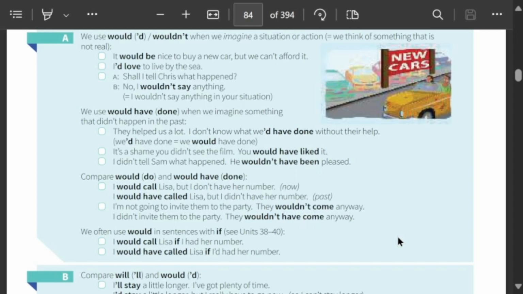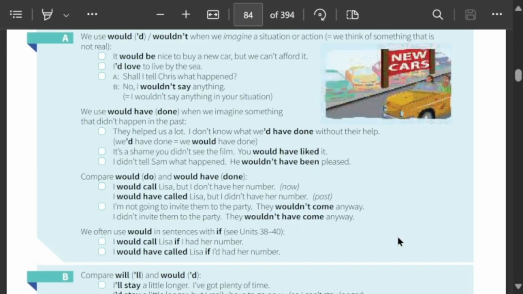I didn't invite them to the party in the past. They wouldn't have come anyway. Now it's already long in the past. The first situation is happening in the present. I'm not going to invite refers to a near future action, remember? I'm not going to, going to invite. A long time ago we learned this, no? So it has a kind of future meaning. I'm not going to invite them to the party. This is happening right now. They wouldn't come.